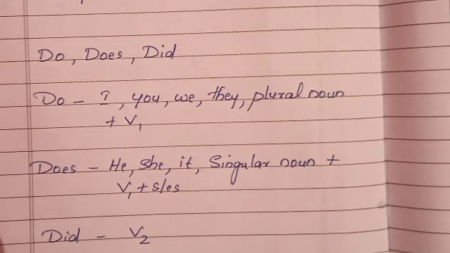So, if there is no auxiliary verb in the sentence, take the form of do, does and did. If the subject is plural, otherwise the verb is in first form, use do. And if the subject is singular, that is he or she or it or a singular noun, otherwise along with the verb there is S or ES, no doubt, children, use does. And if the verb is in second form, that is past tense, use did. Is it clear, children? Now let's go through the examples.